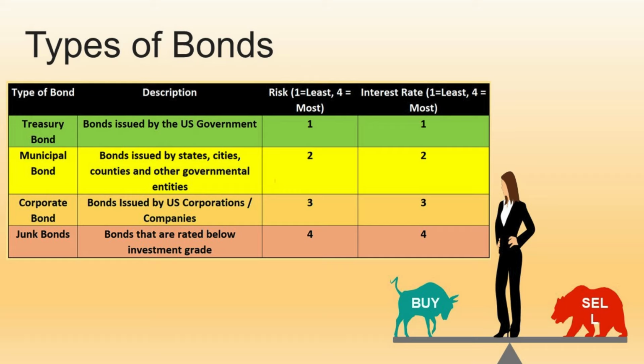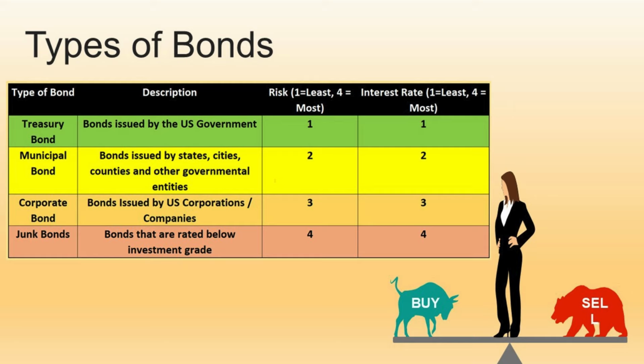Number 2. Municipal bonds. Municipal bonds are issued by local governments to finance needs of a community, such as the building of a community center or park. There are two types of municipal bonds. Number 1, general obligation bonds that are backed by the general revenue of the issuing municipality. Number 2, revenue bonds that are supported by a specific revenue source, such as income from a toll road or sewer system. The third type of bond is corporate bonds.